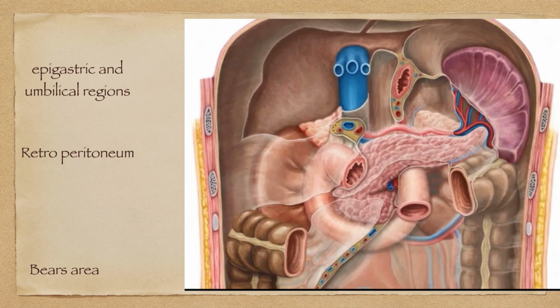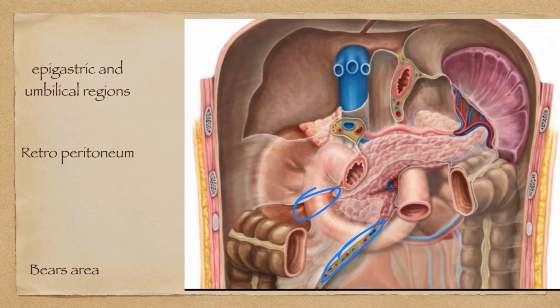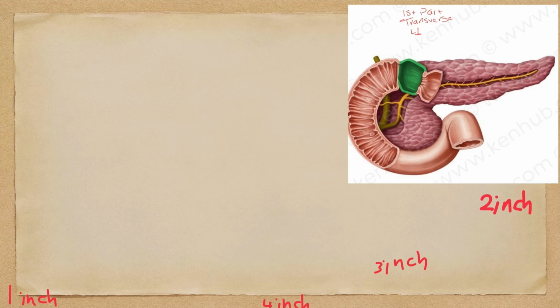There is an area in the duodenum that isn't covered with peritoneum. We call it the bare area. Here's the bare area of the duodenum. Here's also the bare area of the duodenum. This area isn't covered with peritoneum, even on the anterior surface.